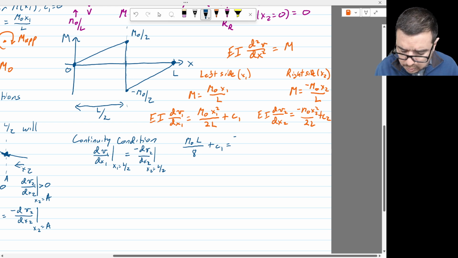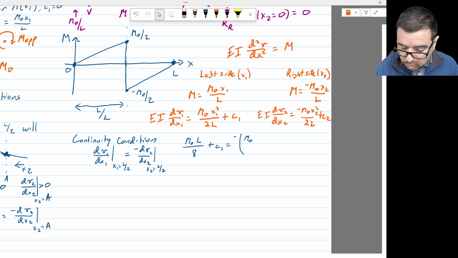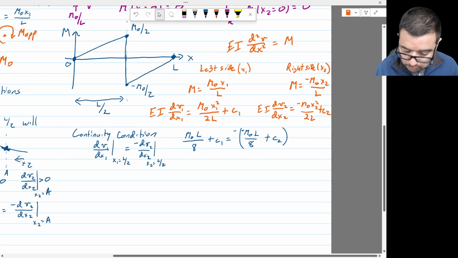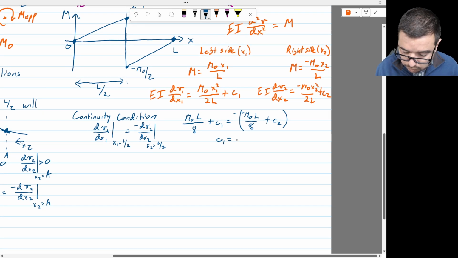So minus the m naught x2 squared. Okay, so this will also be a minus, and we'll have again L over 8, and this will be plus C2, yeah, like that. And so we see that we get minus, minus, these are going to cancel out with each other, so we just get that C1 is equal to minus C2.